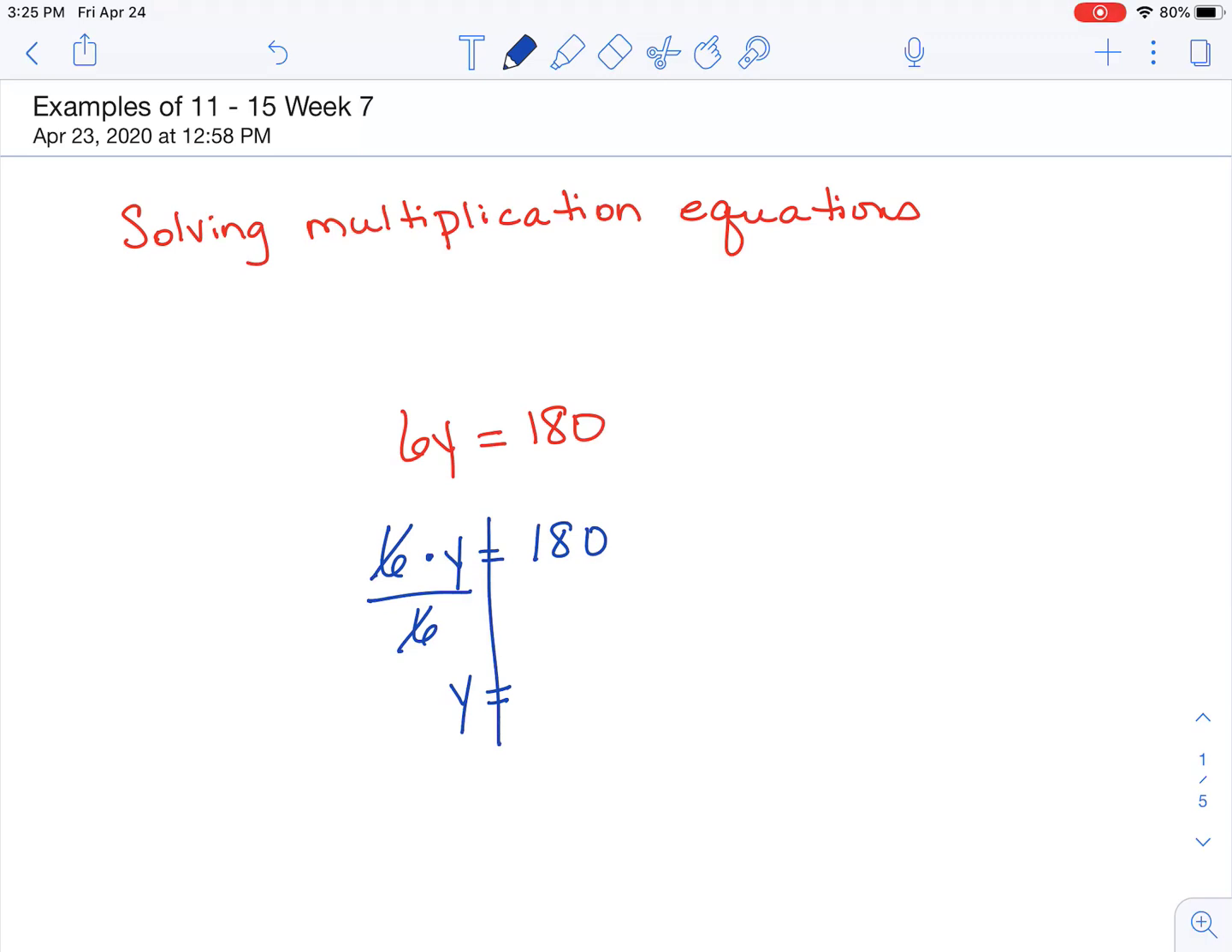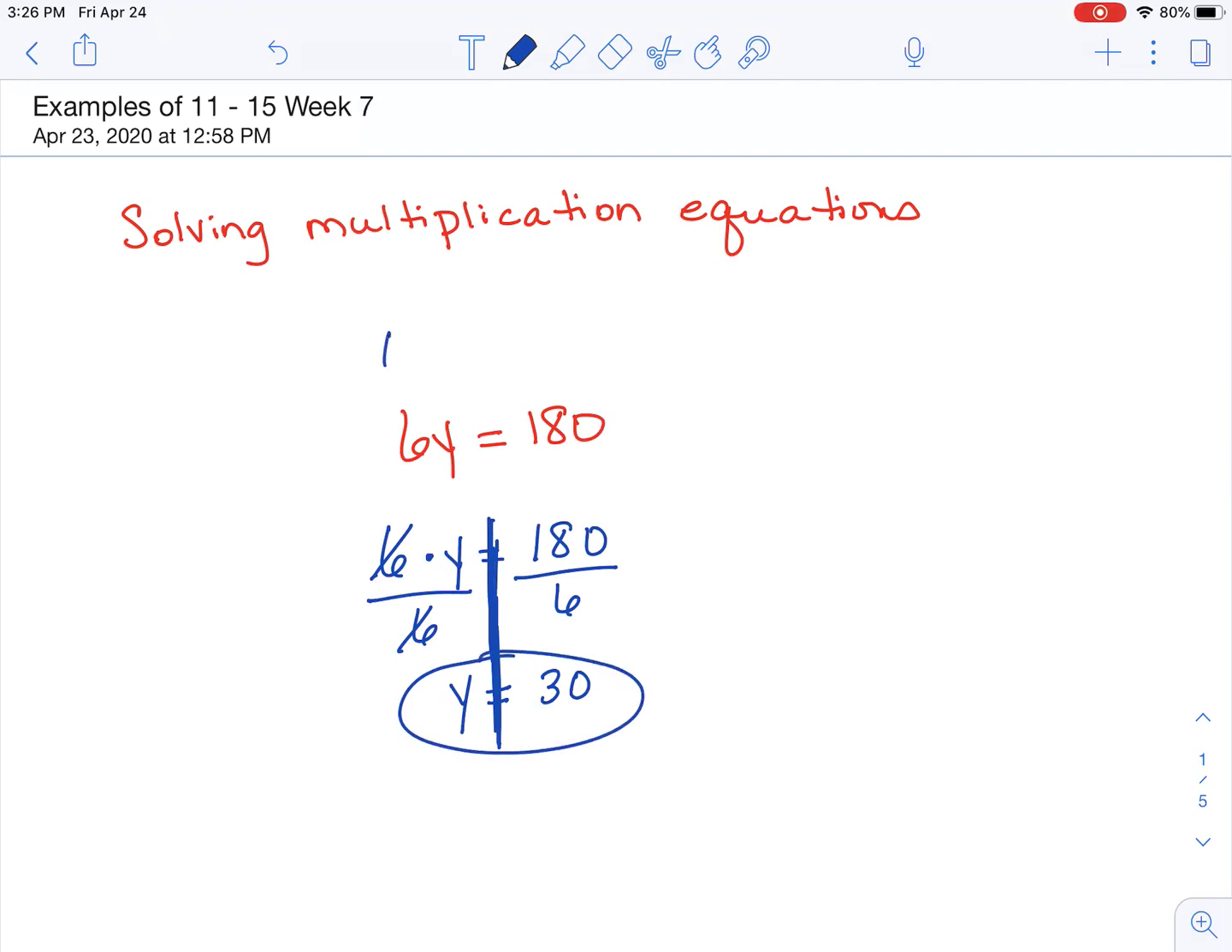Now, we draw this line here to show that whatever we do to one side of the equation, we have to do to the other side. Remember the balanced scale that we had in the classroom? And to keep it balanced, you had to do the same thing. So if I divide the left side by 6, then I have to divide this side by 6. So 180 divided by 6 is 30. So y would equal 30.